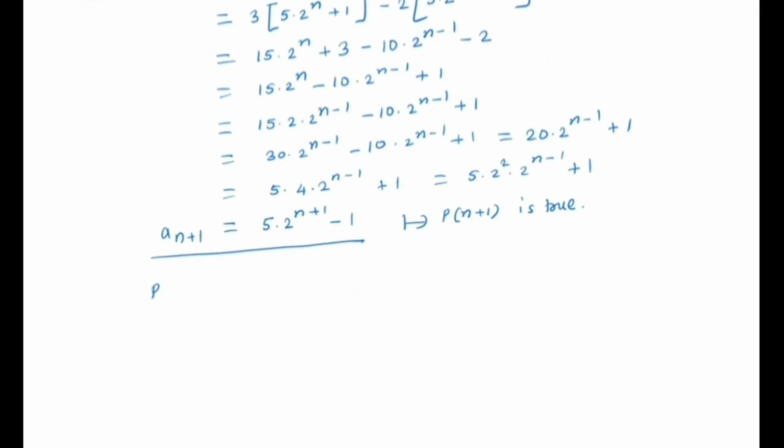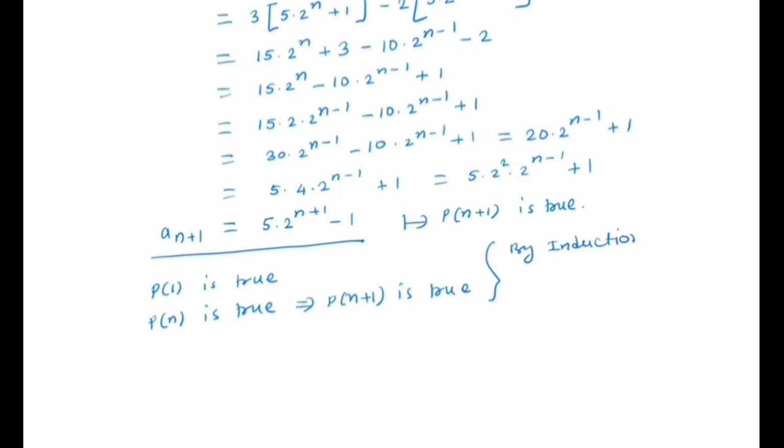So we get P(1) is true, and if we assume P(n) is true, then that implies P(n+1) is true. So by mathematical induction, we can say that P_n is true for every n. So hence we get that a_n is equal to 5 into 2^n + 1 for every n.